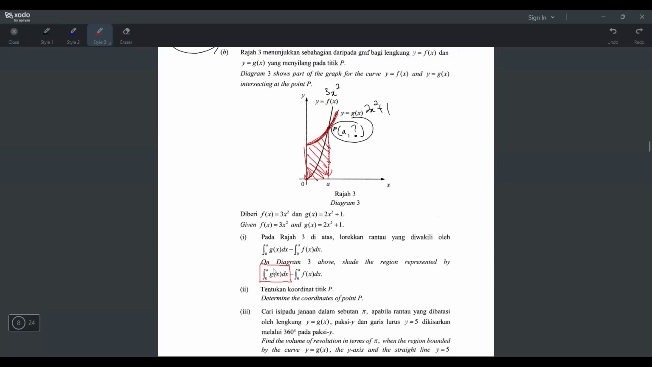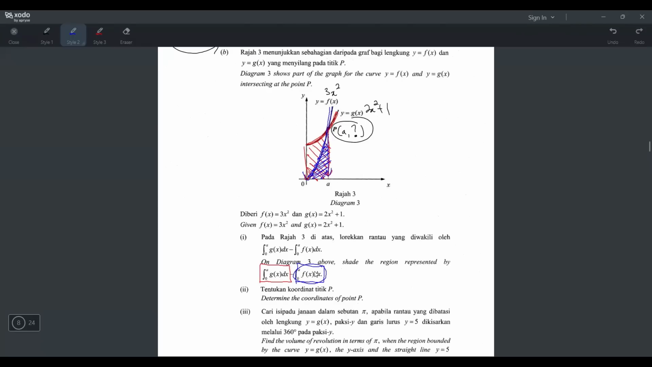Now I will use another color, blue color, to shade this part. This time is integrate 0 to A fx dx. Where is fx? This one is fx. This time they say integrate dx, so towards x also. But from where to where? 0 to A. So it means from here to here. So the blue color region is here. This blue color region is the answer for this.